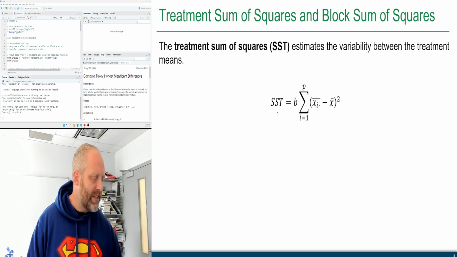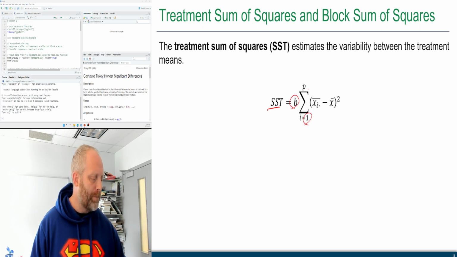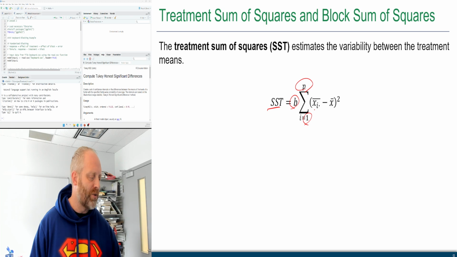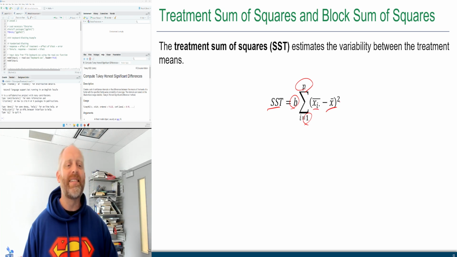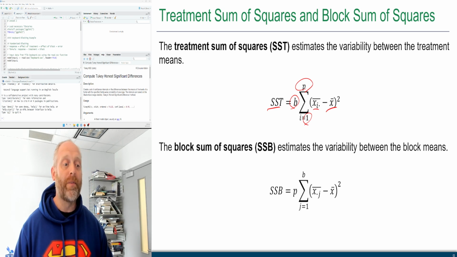So the SST, the sum of squares for the treatment: we have a total of b blocks, so I'm scaling everything by b. I'm summing from i up to p, so I'm going over all the possible treatments, and I'm taking the average for each one of the treatments minus the center of the experiment and squaring it all. Same idea for the sum of squares for my blocks.